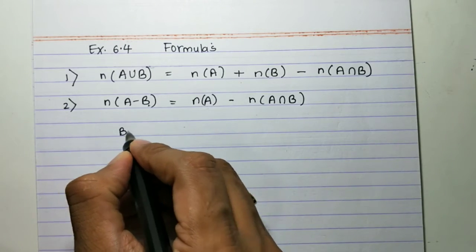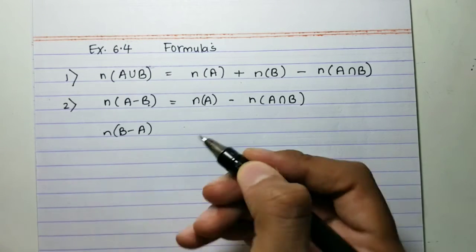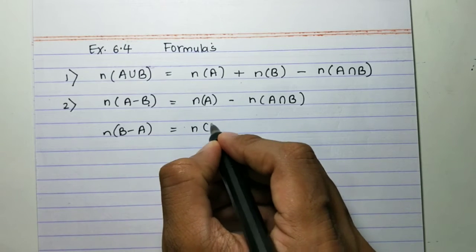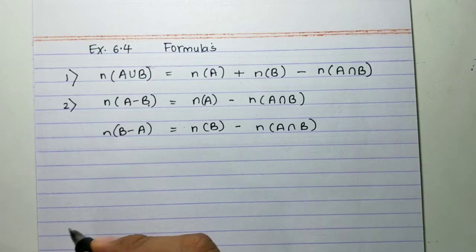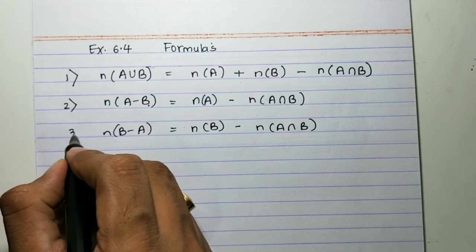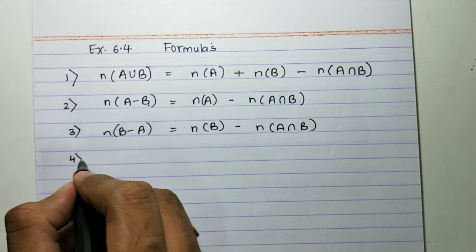In the same way, if you want to find B minus A, what will you do? From B, you will subtract what is common between A and B. Okay, this makes the third formula.